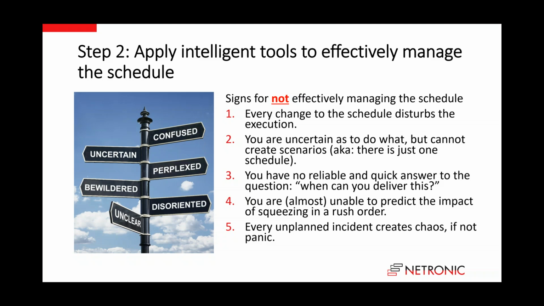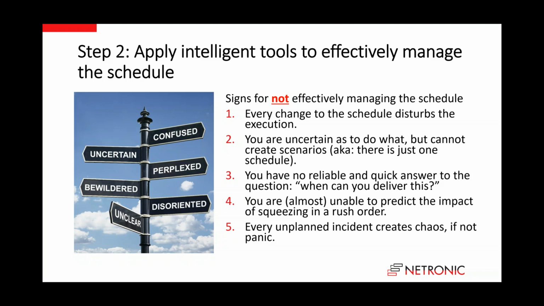So what happens if you squeeze a rush order into an existing schedule? Can you predict the impact on the other orders? Can you say what's happening? And then you have the unplanned incidents. It's not just a rush order. It's a machine that breaks down. It's a customer who calls and doesn't want 50 pieces, but 70. They want to change the specification, and this has an impact on the setup time or the production time per unit. If each of these unplanned incidents creates chaos, then they are also not effectively managing the schedule because they just miss the tools.